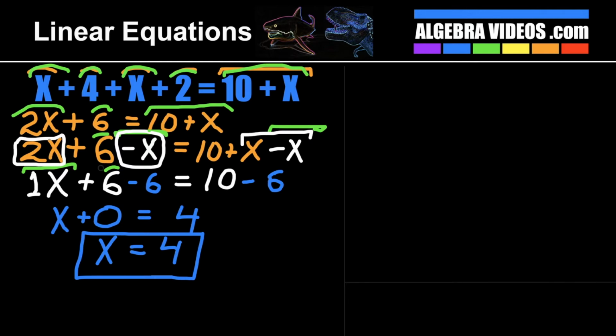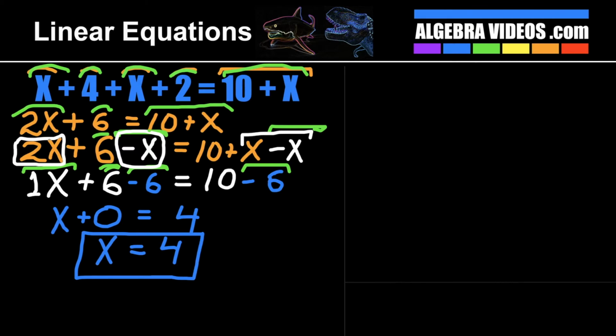And then to get rid of this 6 on this side, we subtracted 6 from the left side. And anything we do from the left side, we also have to do to the right side. So that's what this 6 is, the two 6's in blue. And so that left us with 1x plus 6 minus 6 is really just x plus 0 on the left side. And on the right side, 10 minus 6 is 4. So our solution is x equals 4.